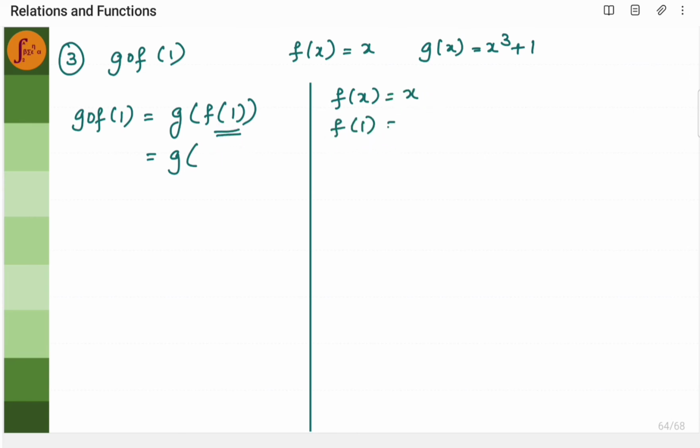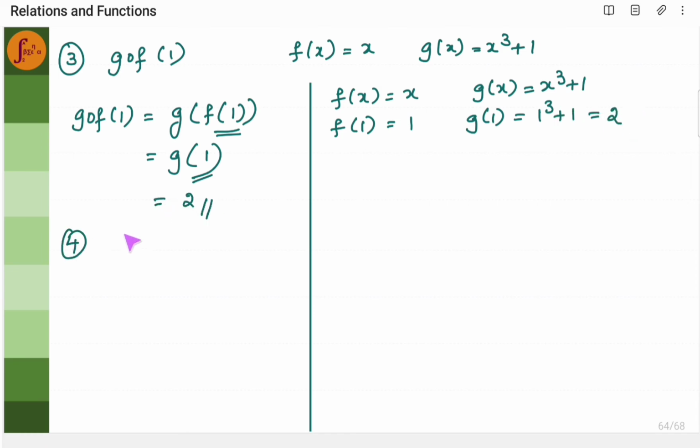F of 1, instead of x, I'll put 1. So f of 1 is 1. Now, g of x is x cube plus 1. I have to find g of 1. G of 1, instead of x, I'll put 1. 1 cube plus 1, which is 2. So g of 1 is 2.